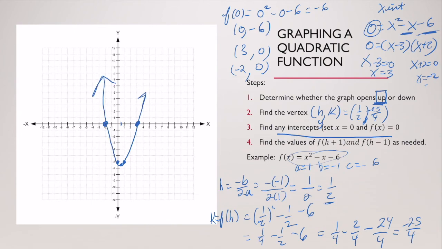Otherwise, you want to find 2 points equidistant from your vertex because they are going to have the same y value. This function has a domain from negative infinity to positive infinity, a range from negative 25/4 to infinity, and an axis of x equals 1/2.